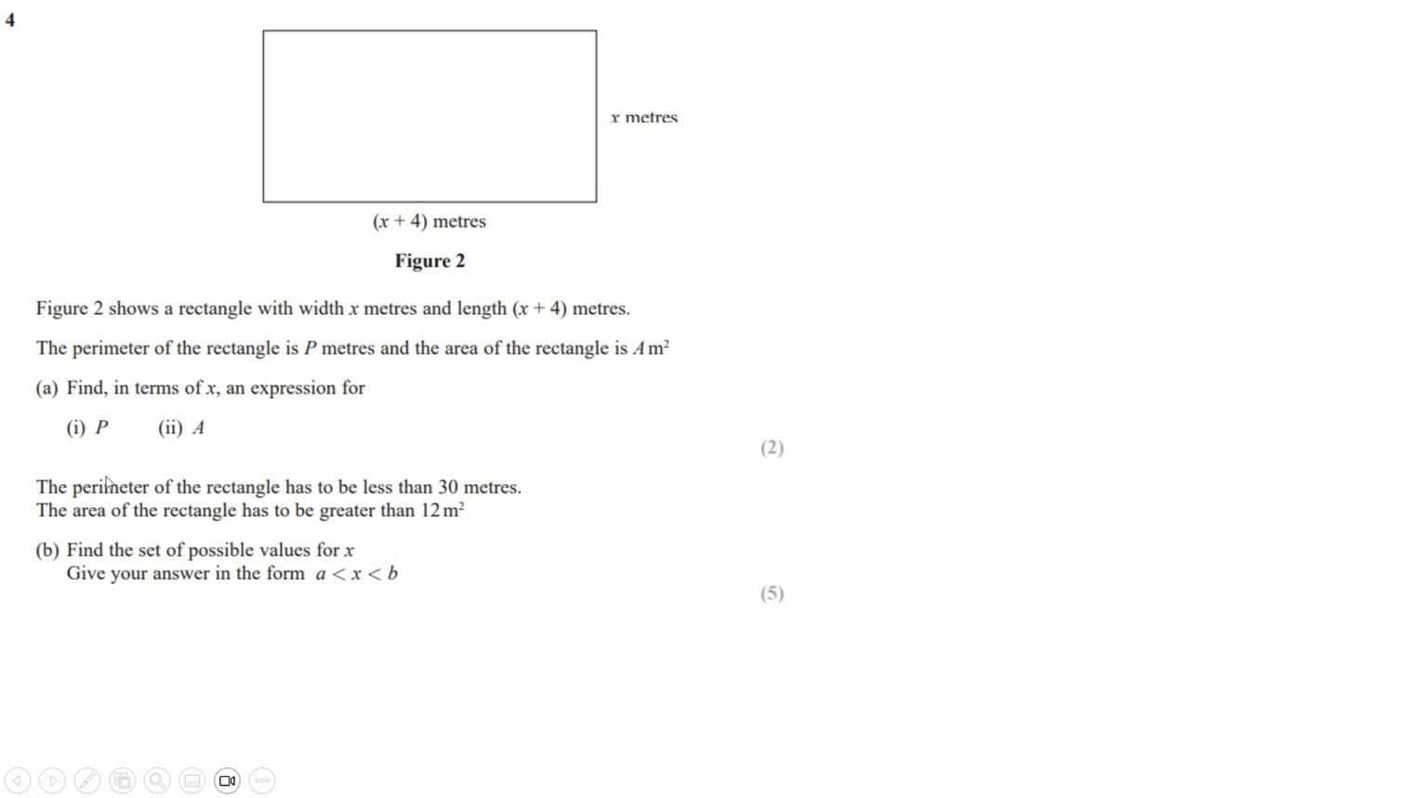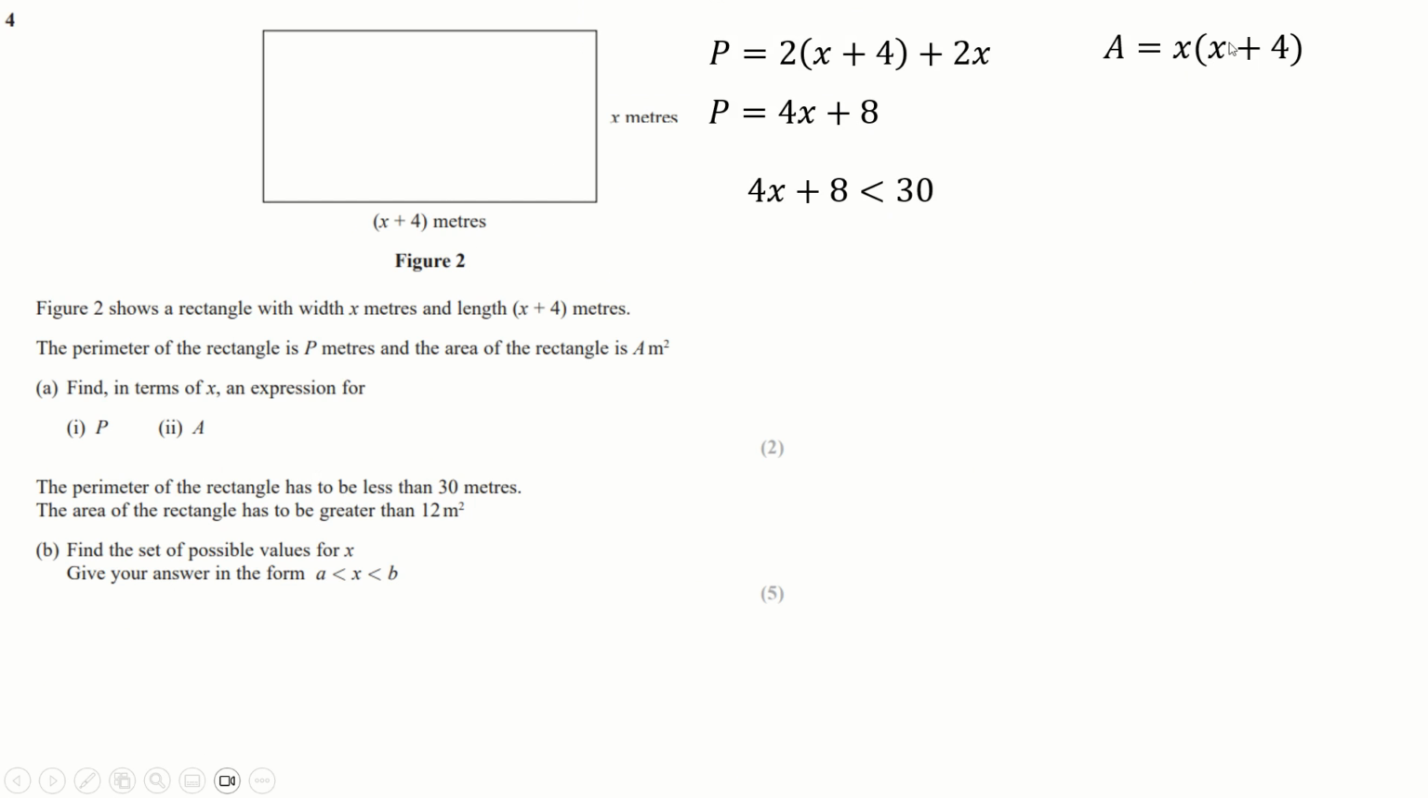Question 4 then. So the perimeter is just this times 2 plus this times 2, which is that, which simplifies to that. Sorry about that. The area is just, of course, this times this. Now, the perimeter is less than 30, so that there is less than 30. The area is greater than 12, so that's greater than 12. This is very easy to solve pretty quickly, and we'll get x is less than 11 over 2.